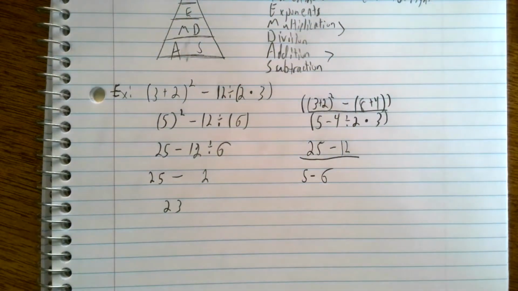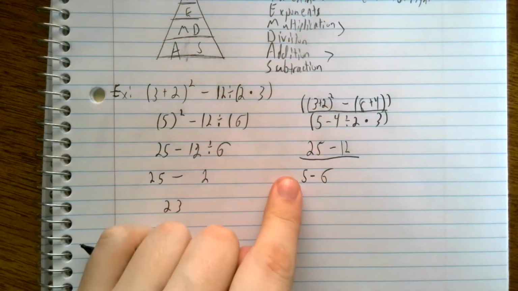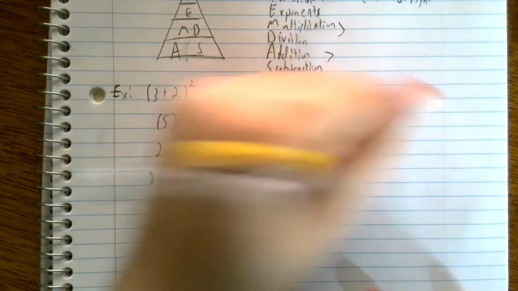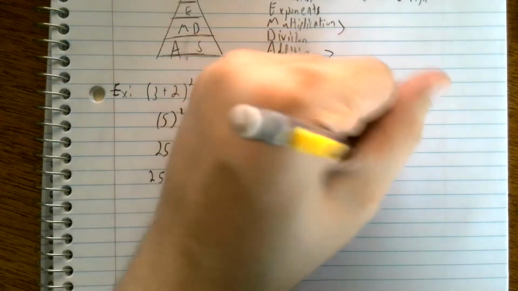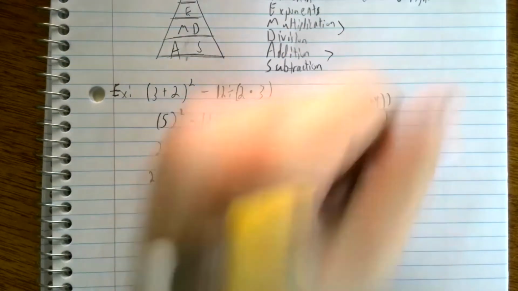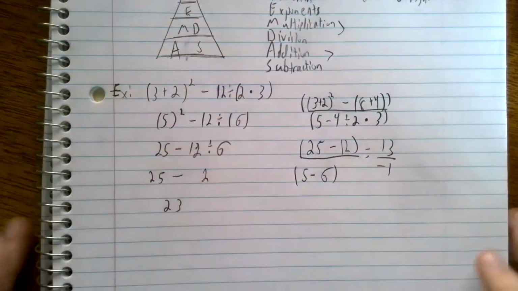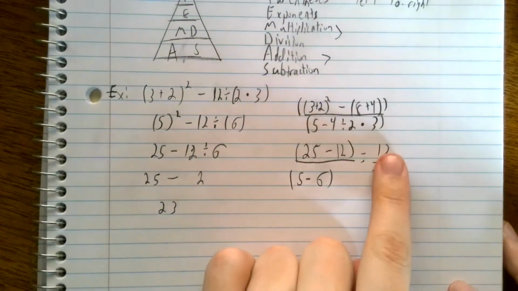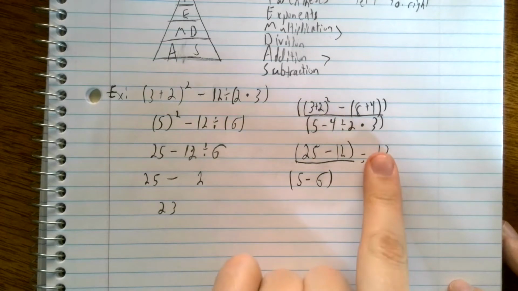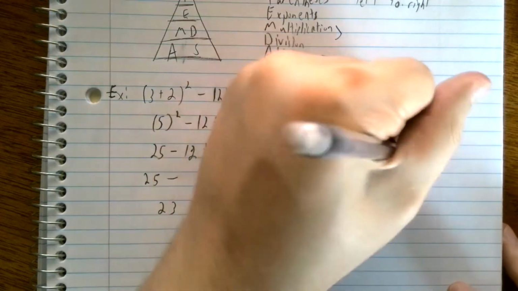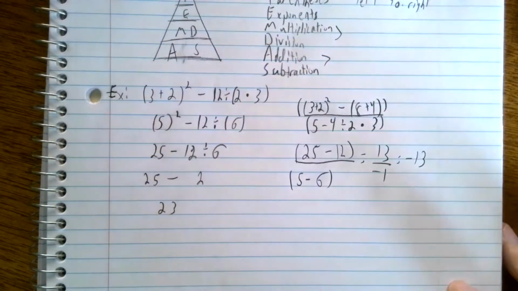And then the next thing I can do is simplify the top and simplify the bottom, because remember they're still in parentheses. So 25 minus 12 on the top is 13, and 5 minus 6 is a negative 1. And now that I have just a number on the top and a number on the bottom, I can do that operation, which is division. So 13 divided by negative 1, we get a negative 13.